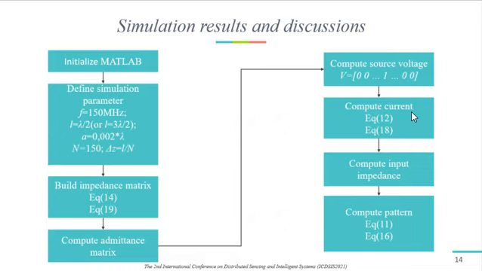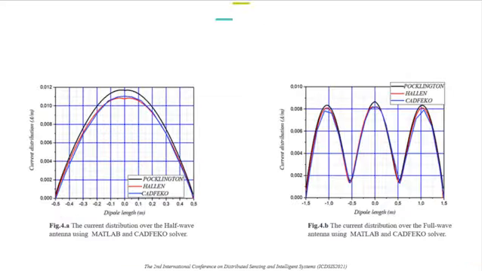After that, we compute the current distribution by equation number 12 for Hallen's integral equation and by equation 18 for Pocklington's equation. Then we compute the input impedance, and then we compute the pattern by equation number 11 for Hallen's equation and equation 16 for Pocklington's equation. The suggested algorithm is verified by comparing its results obtained by MATLAB code with a CAD solver result.